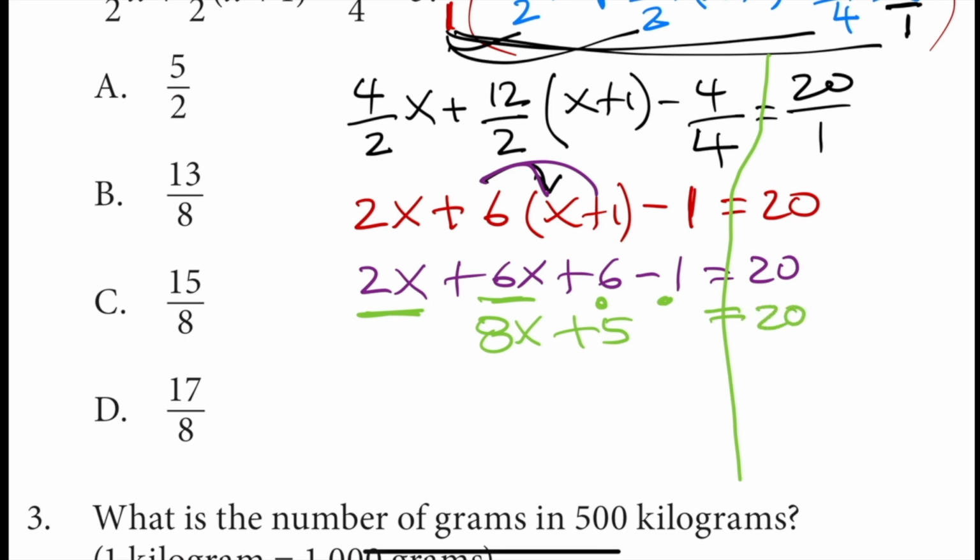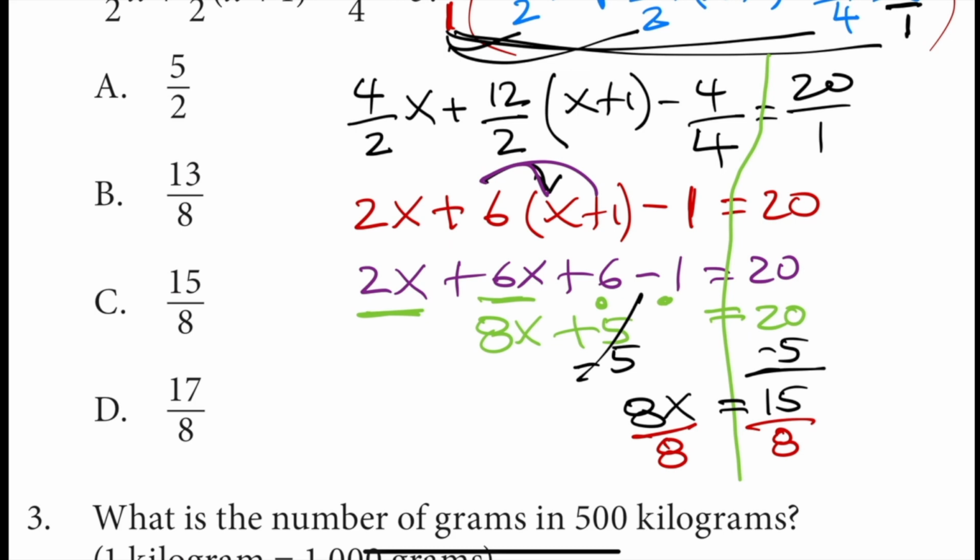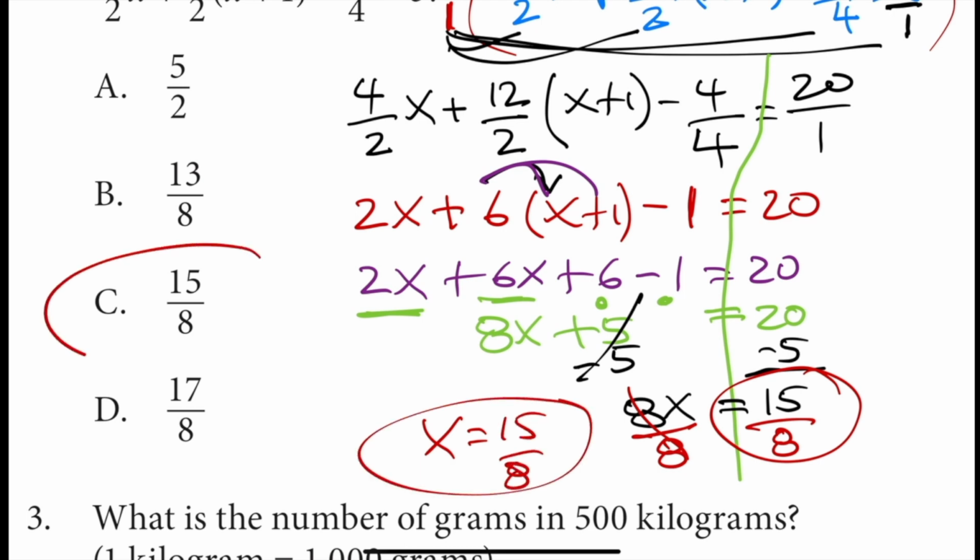Cancel whatever's next to the x. The first one is the 5. I do the opposite. If this is positive 5, you do minus 5 on both sides of the equal sign. So 5 minus 5 is 0, cancels. I bring down the 8x equals 20 minus 5 is 15. Your last step is to leave the x by itself, which is divide by whatever number is next to it. 8 divided by 8 cancels, and then I know that x equals 15 over 8. Let's look at that as my answer, and I have an answer as C. Alright, let's go to number 3.